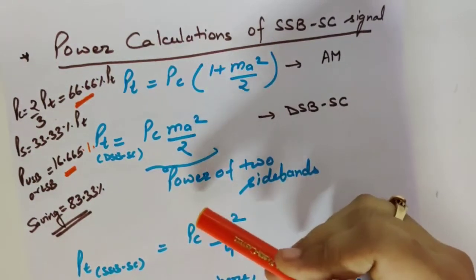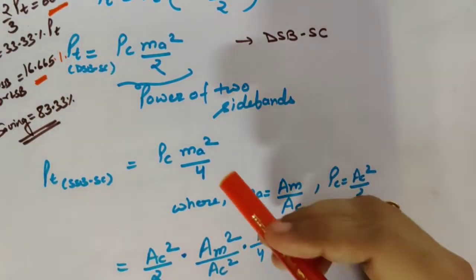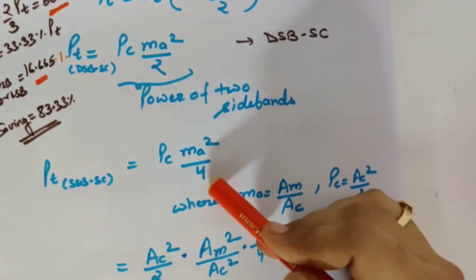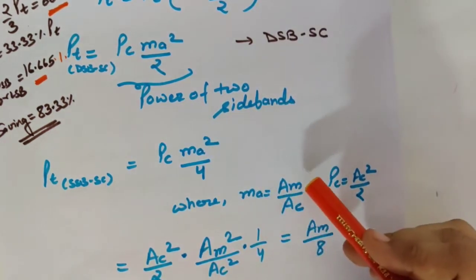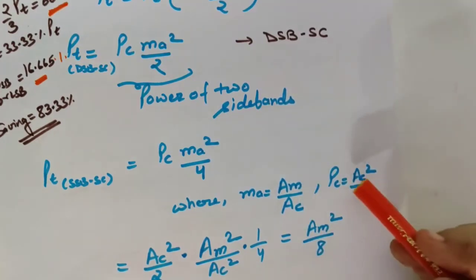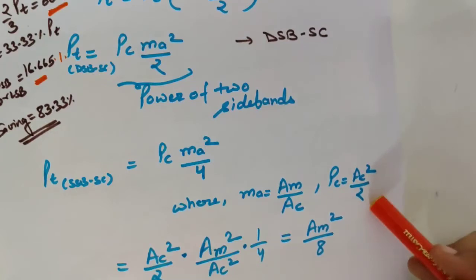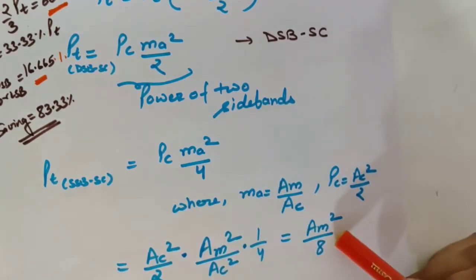So the power required by one sideband is half of the two sidebands. So it is Pc ma square by 4, where ma is the modulation index, that is the ratio of the amplitude of message to the amplitude of carrier, and carrier power is Ac square by 2. Put these values here, you will get the answer as ma square by 8.